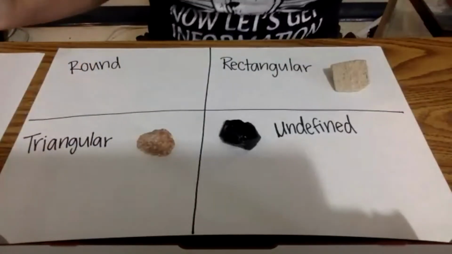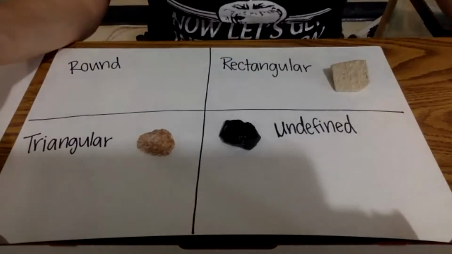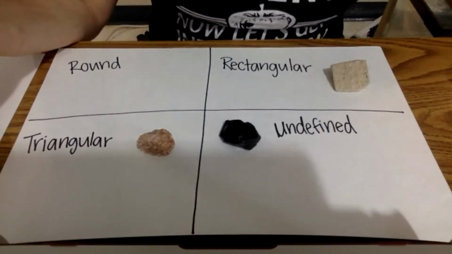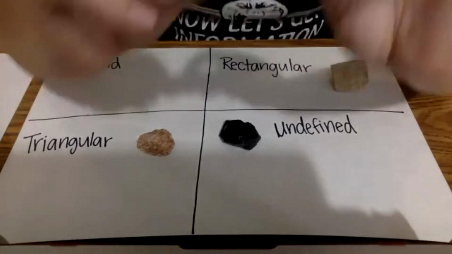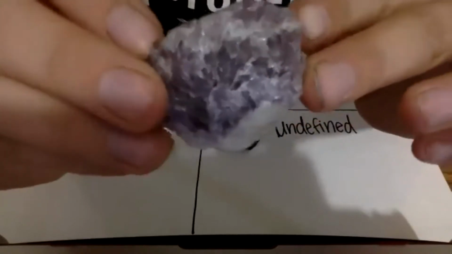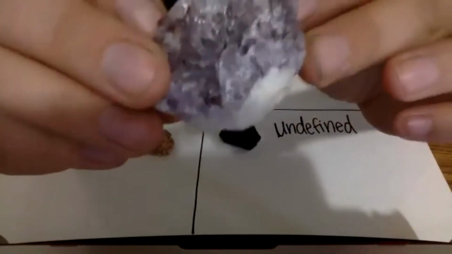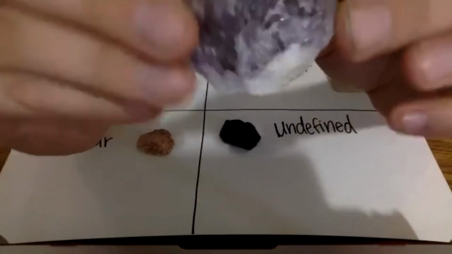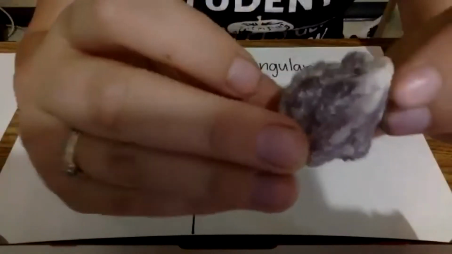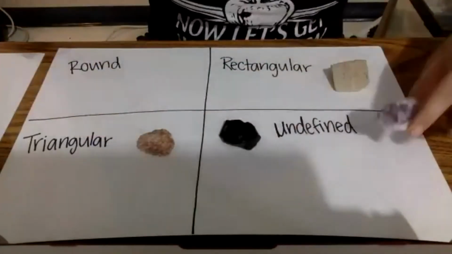And remember, it's not perfect because these are rocks from nature, but it's fun to look for patterns. Then I'm going to look at this one, my amethyst. It is so beautiful up close, and it's purple and shiny. But once again, it's got those kind of jagged edges. I don't really know what shape. So I'm going to put that in undefined.